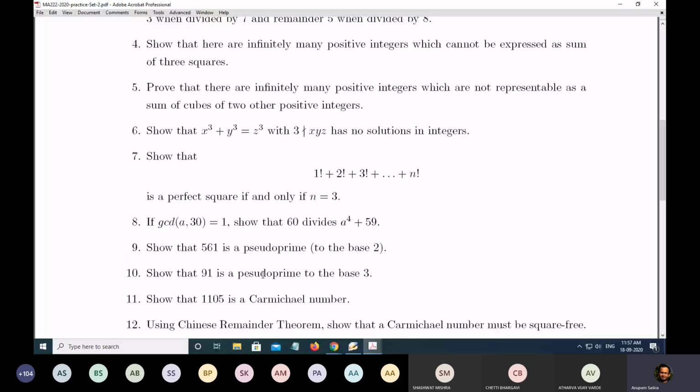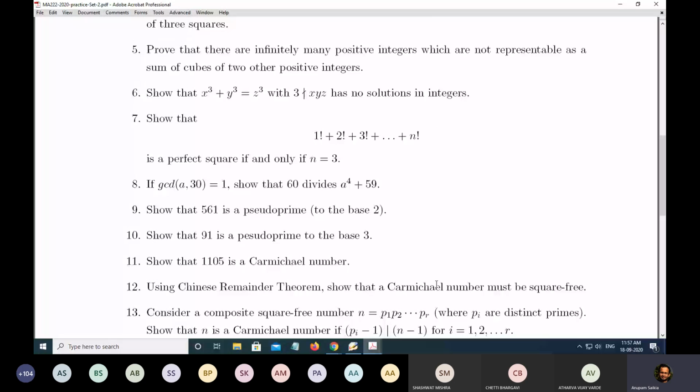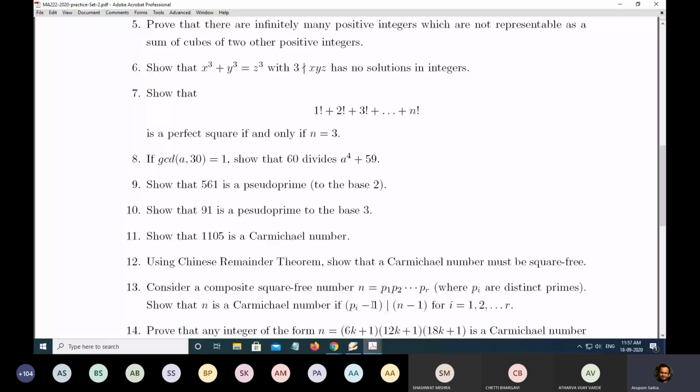So these are almost direct questions. And when I say that a Carmichael number must be square free, using Chinese remainder theorem you can do that. And this property: if you take a composite square free number such that p_i minus 1 divides n minus 1, then this number is Carmichael. And this number is also a Carmichael number.